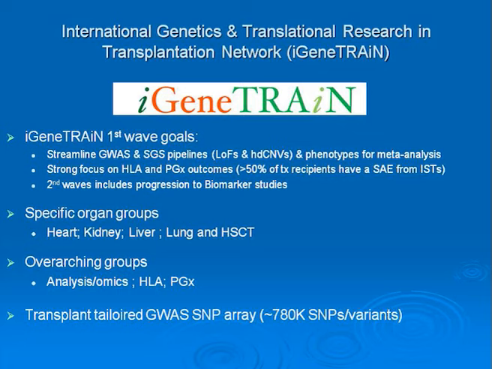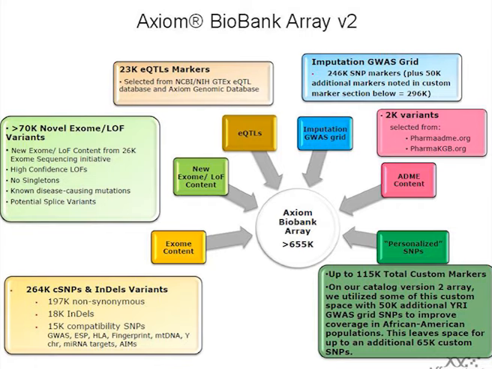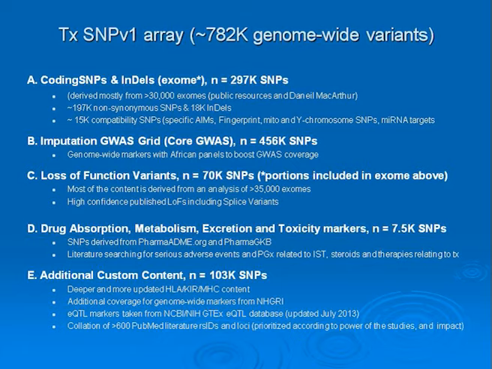So we designed an Affymetrix custom chip for transplantation. We borrowed very heavily from the UK Biobank and from the Axiom Biobank as well. So this was quite appealing to us because we wanted to try and get in as many eQTL markers. Our populations were mixed, so we did want African, European, and Asian content as well. And then for transplantation pharmacogenetics, there's a lot of steroids and immune suppression therapies. So we really want to make sure a lot of those key enzymes, those loci, were really well covered. And then we put in a lot of custom content as well for transplant-specific efforts.